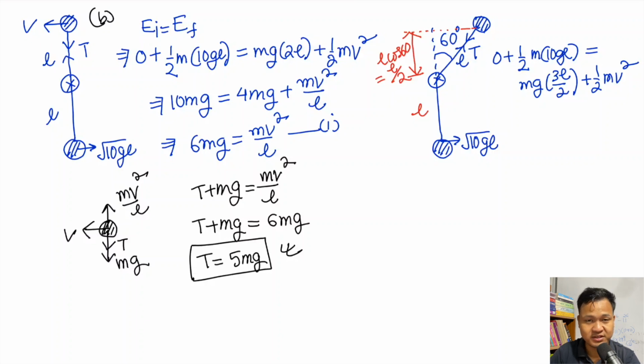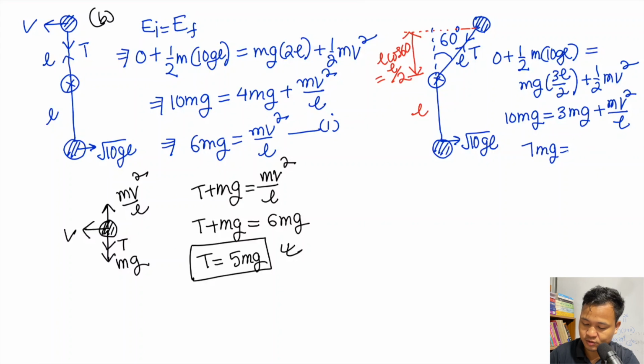Multiply by 2 and divide by L, so I will have 10 mg equals 3 mg plus mv square divided by L. So 10 minus 3 is 7, so 7 mg equals mv square divided by L. Equation number 1. Now we write the force equation, the force equation for the tension.